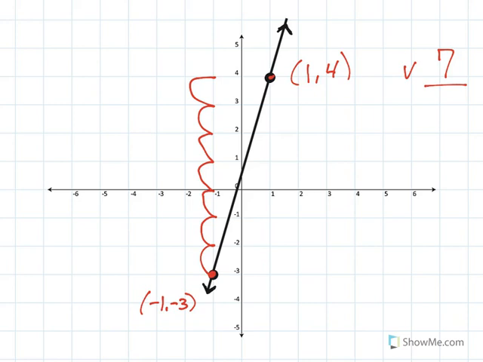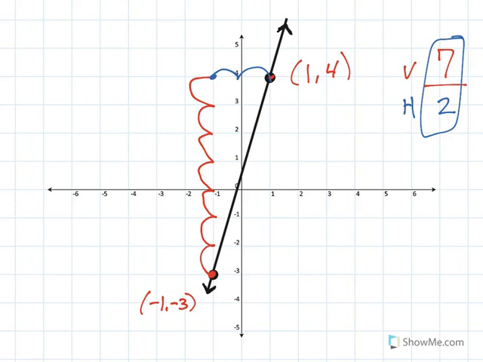Up is positive. And then from this point here, how many do I have to go over to get to our point? So we're going to go 1, 2. So the horizontal change is 2. So my slope is a +7/2.